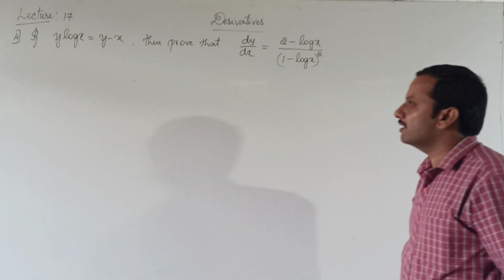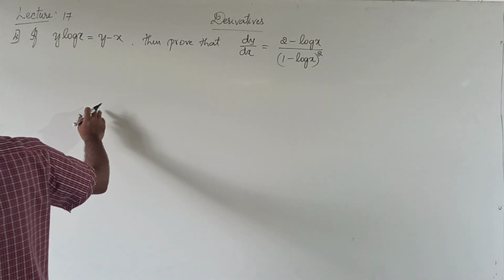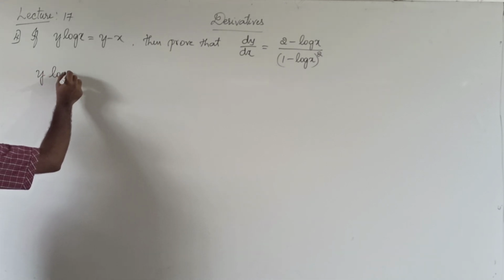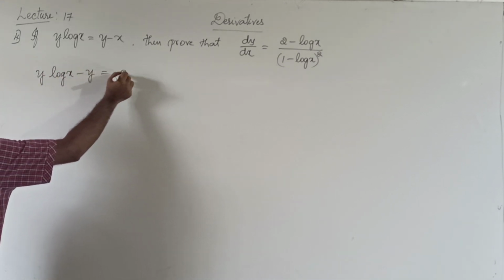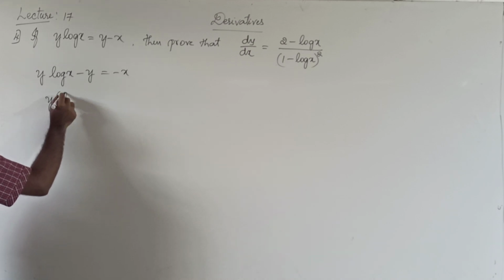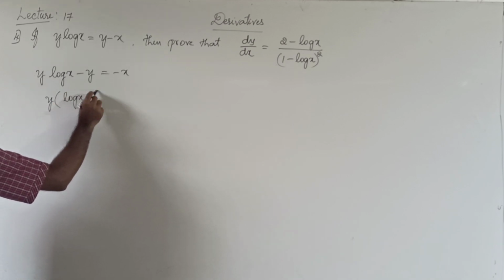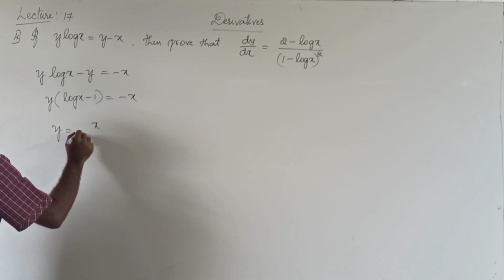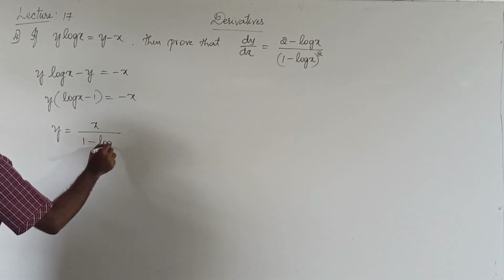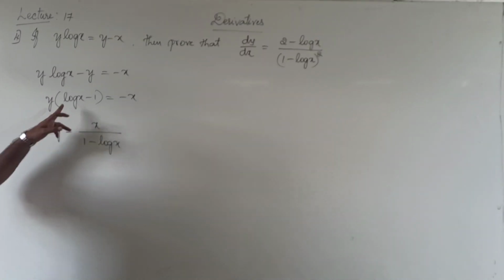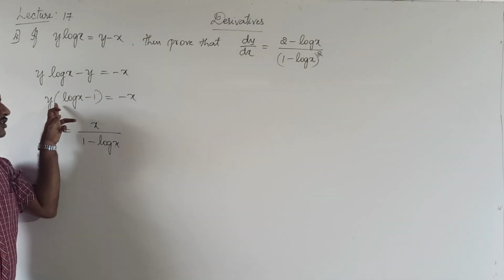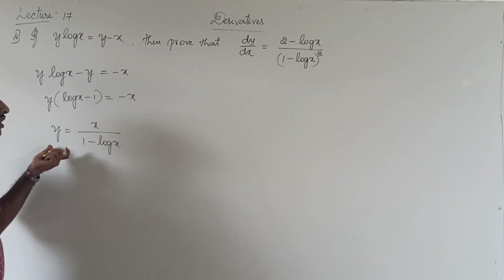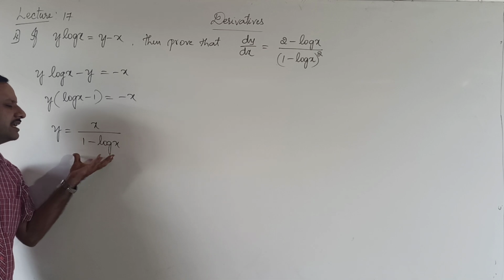So they have given y log x is equal to y minus x. I will bring y to this side. y log x minus y is equal to minus x. I take y as common. y into log x minus 1 is equal to minus x. Or y is equal to x divided by 1 minus log x. I have taken minus as a common factor here, so it has become minus of 1 minus log x, and then this minus and that minus cancel. We will have y is equal to x by 1 minus log x.